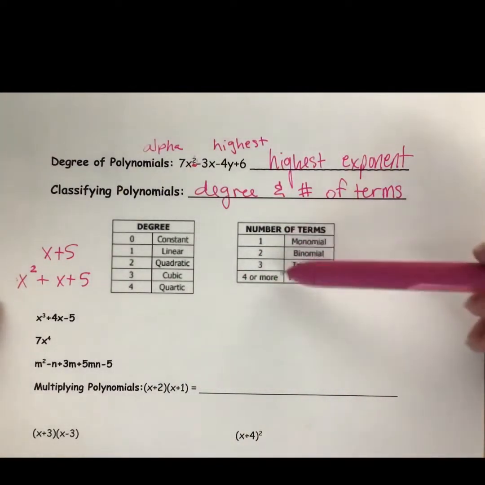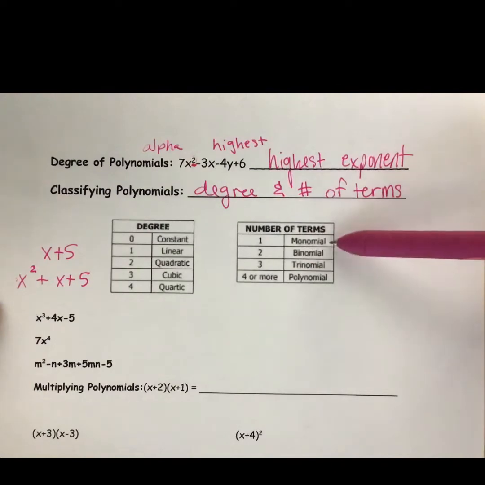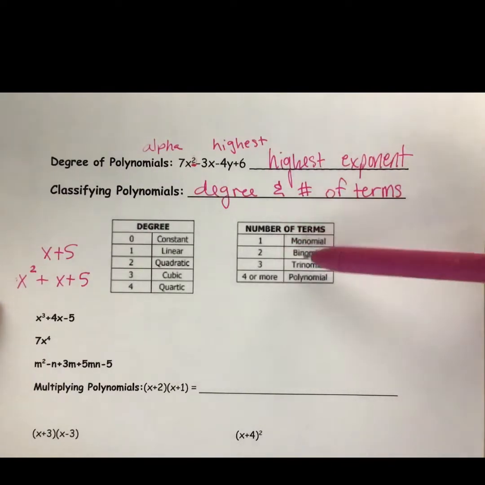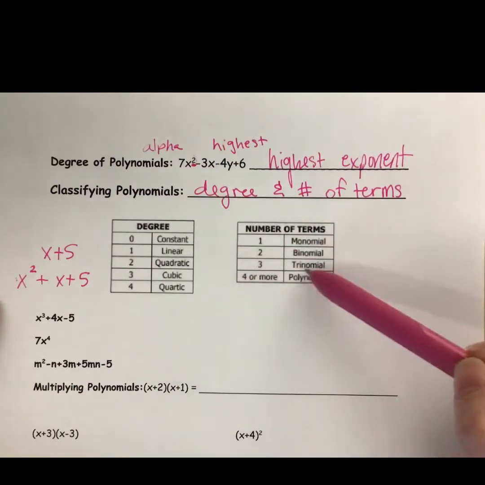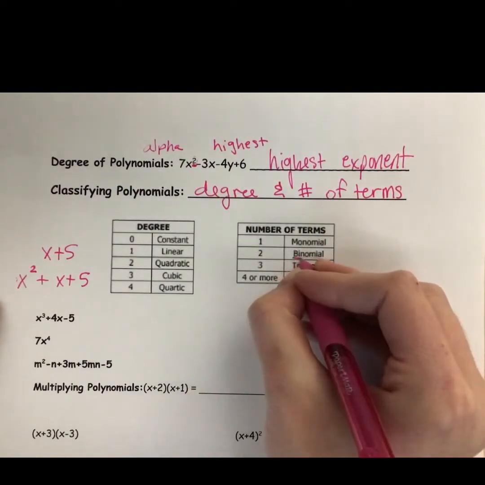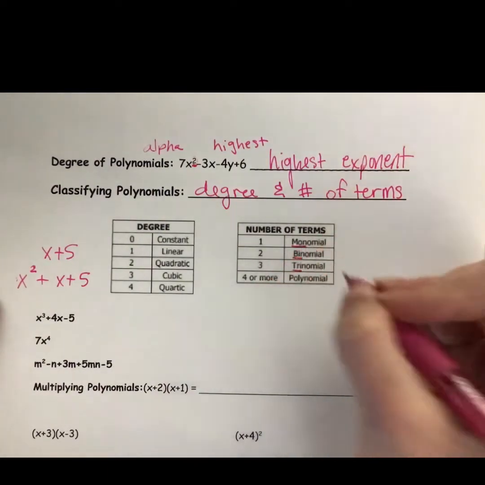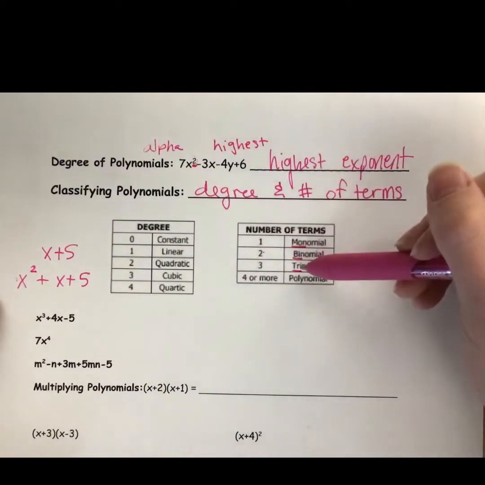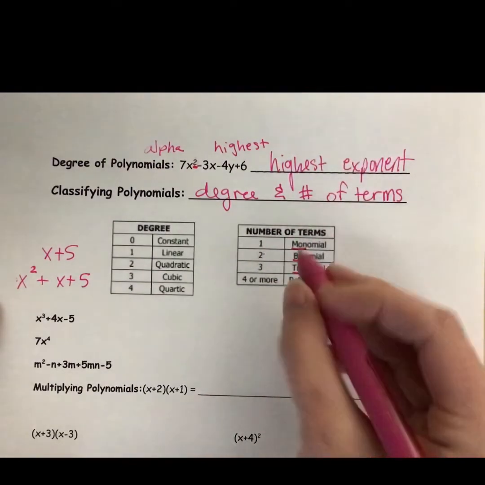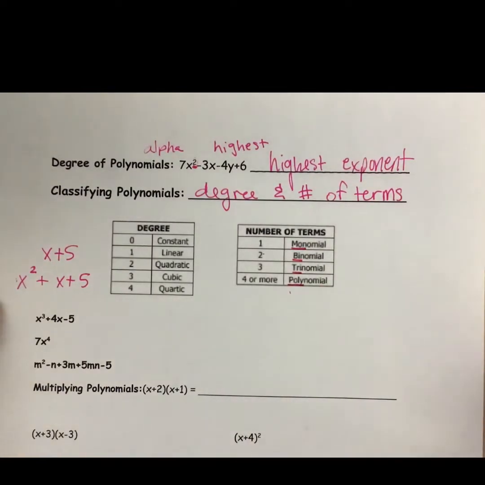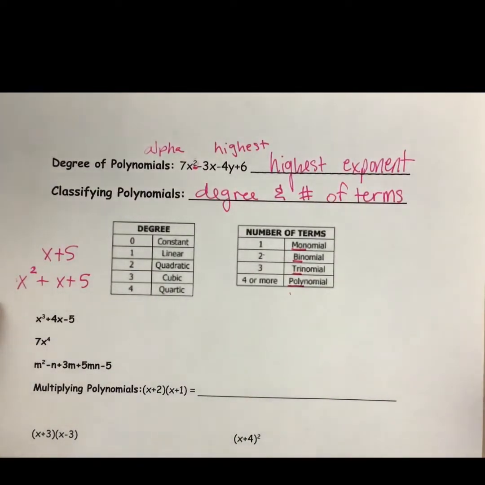For our number of terms, if we have 1 term, that's a monomial. 2 terms, binomial. 3 terms, trinomial. 4 or more is a polynomial. Remember that the key here is the first few letters. Mon means 1, bi means 2, tri means 3, poly means many. So 4 and more would just be many terms.